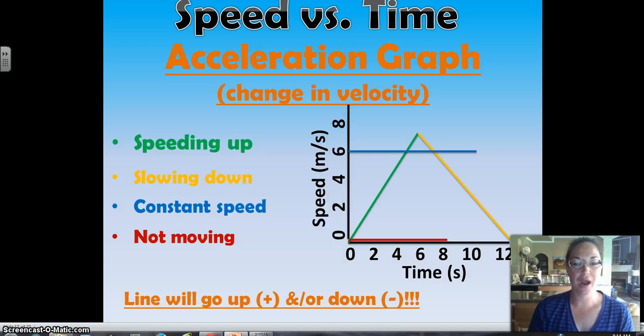So on an acceleration graph, we can also have a line that's going up, positive motion, that's speeding up, or down, negative motion, which is slowing down, negative acceleration or deceleration.